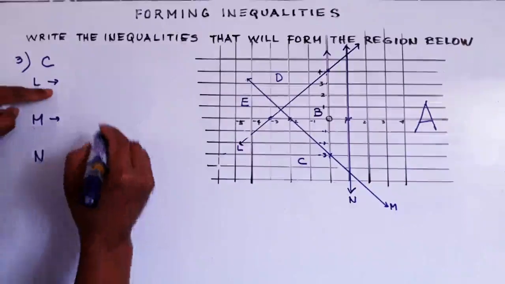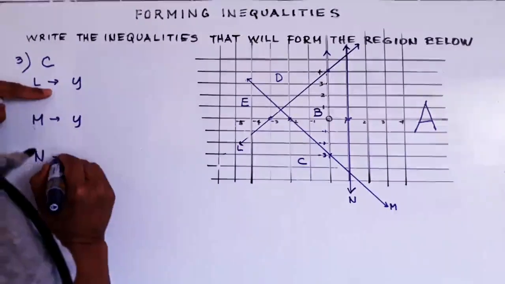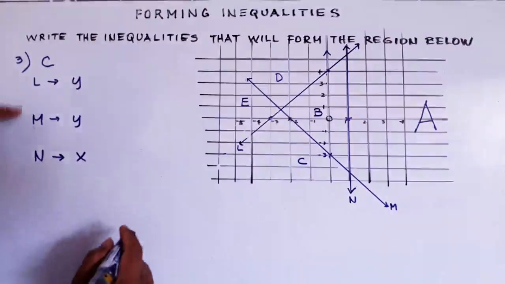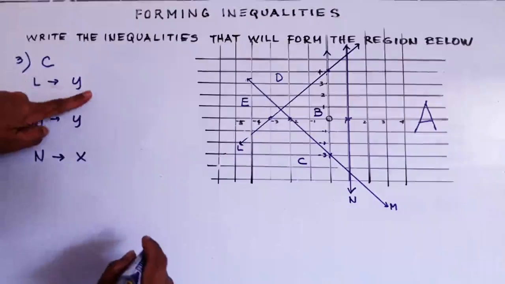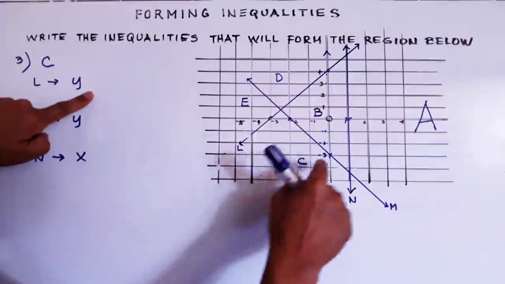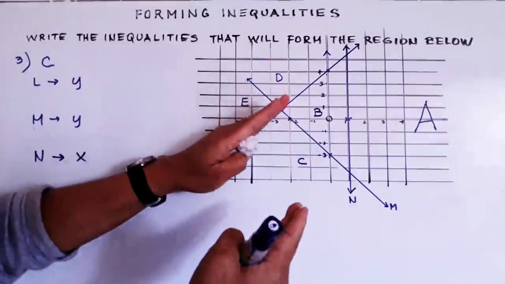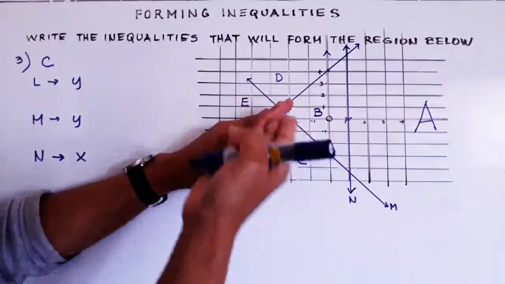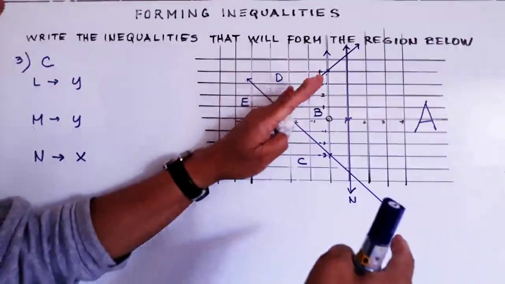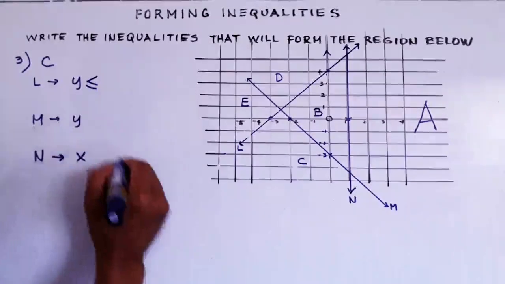Alright, so this one is Y, this one is Y, and this one is always X. So we have the same. Now let's find the sign here for L. Where's the C? Here. So here, and there. So the L, what should be the sign? Is it going down or going up? It is going down. So to meet the C here, it's going down, that L. It means it's less than or equal to.